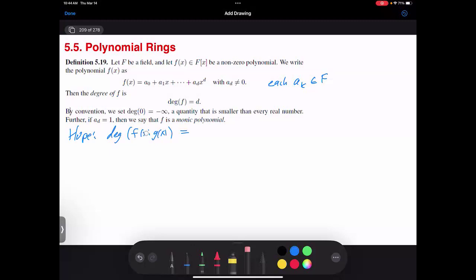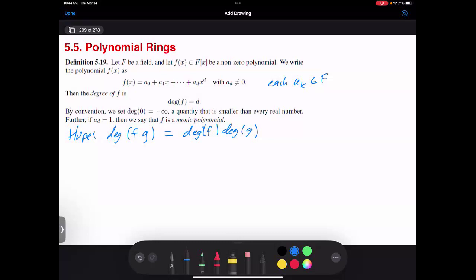I guess typically we don't write the x's, we'll just write fg. What should the degree of a product be? Yeah, we would expect it to be the degree of f times the degree of g. If I give you something of degree 4 times something of degree 5, it should be degree 20.